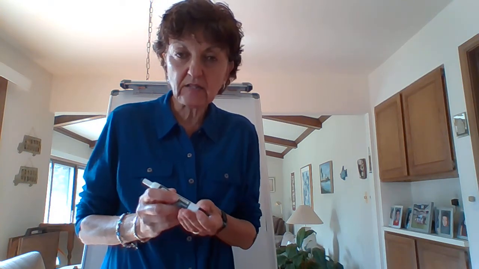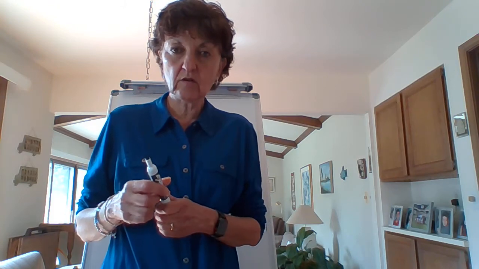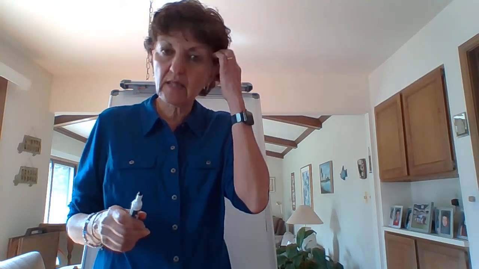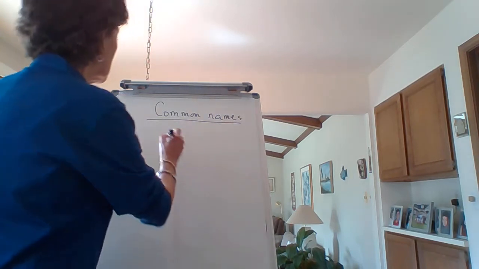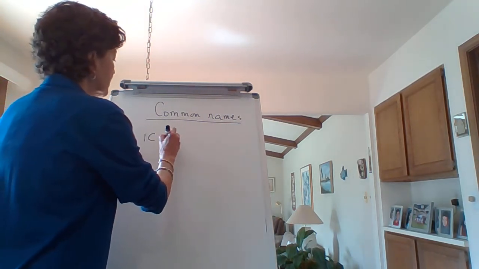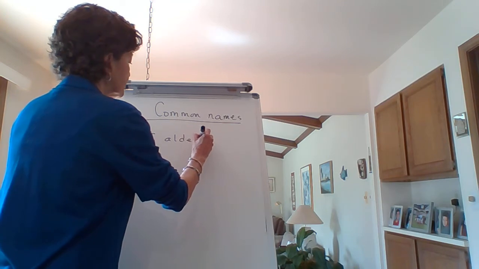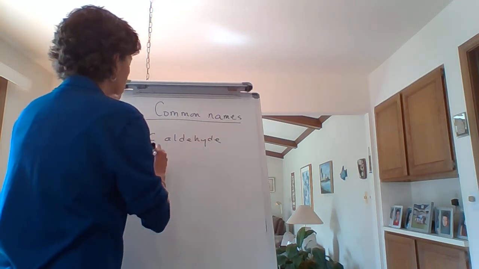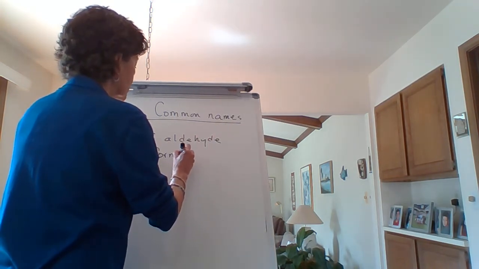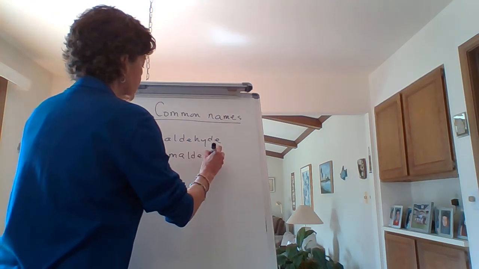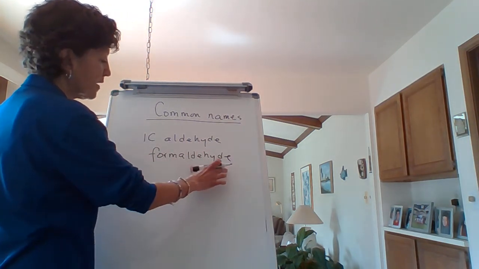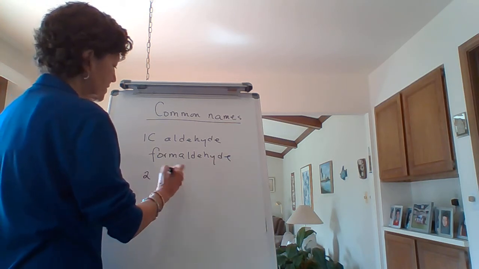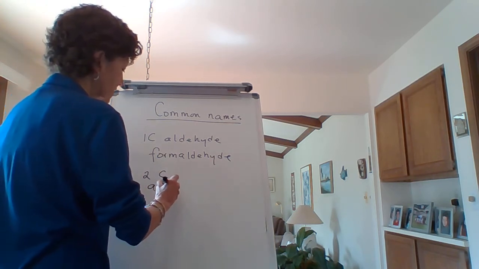Now let's focus on some common names of aldehydes and ketones that you need to know, in addition to obviously the IUPAC naming system. A one-carbon aldehyde is called formaldehyde. So one carbon is formaldehyde. Two carbon aldehyde is acetaldehyde.